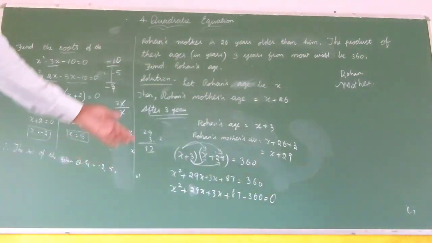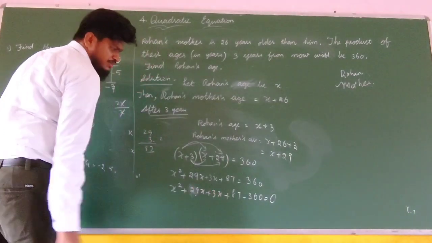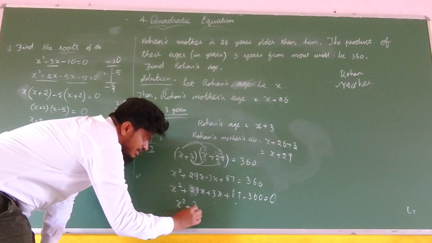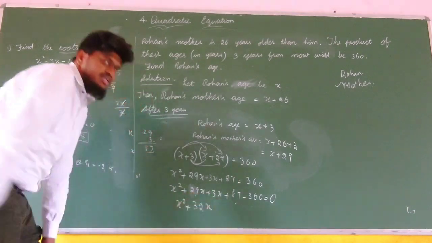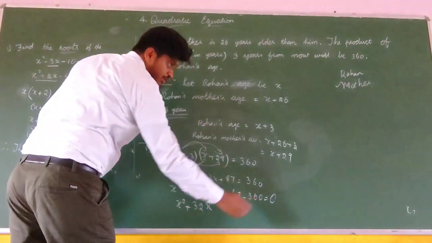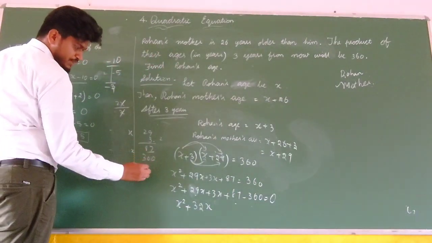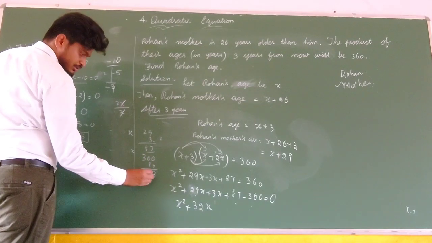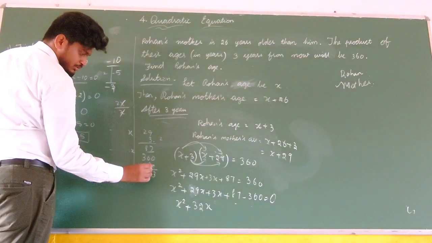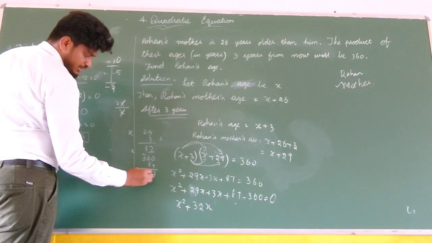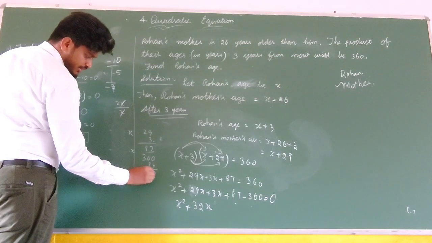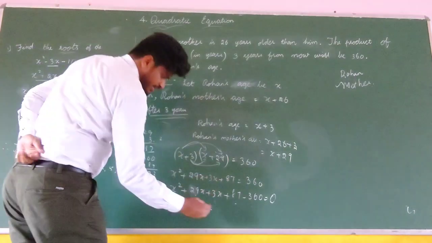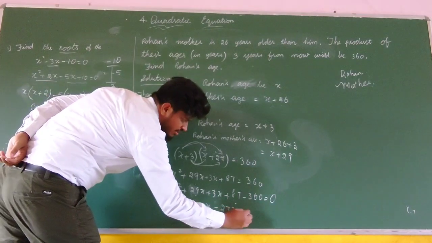Now we can simplify, because these two are like terms and these two are like terms, right? We can add these two. So x square plus 32x, okay? So 29 plus 3 is 32. And then coming to this one, we have to subtract 360 from 87. So we get minus 273, equal to 0.